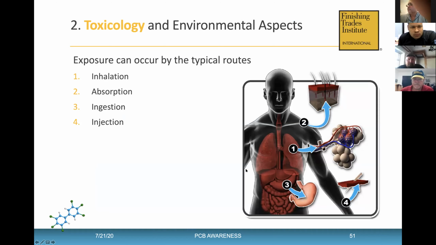This is especially relevant if you've taught HAZWOPER and/or lead, asbestos, or other toxic classes, right? This issue is no secret to us. There are typically 4 ways that you can get things into your body: inhalation, absorption, ingestion, and injection. Which one do you think is the worst one as far as PCB exposure for workers? Inhalation. Inhalation, yep. How come? Why would you choose that one? That's the most common route, I guess.